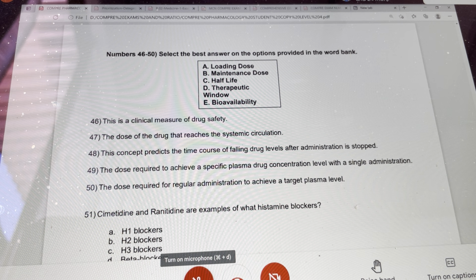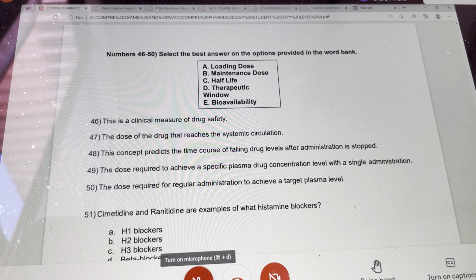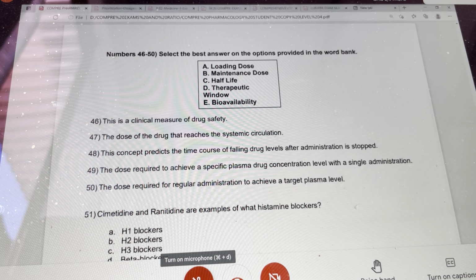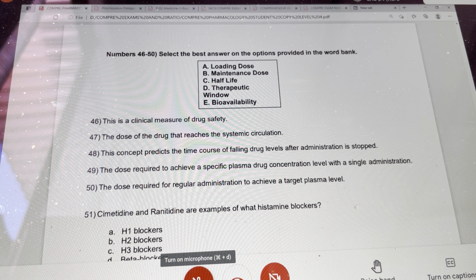So the window in between the dose of the drug that causes therapeutic effect, including those which are toxic. Okay, so the correct answer in number 46 is delta, therapeutic window. Next, number 47, the dose of the drug that reaches the systemic circulation. So take note, systemic circulation. That is your letter E.